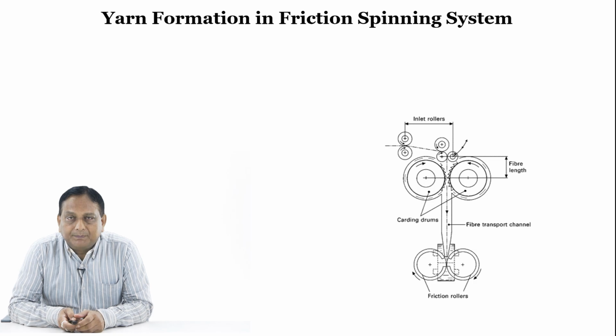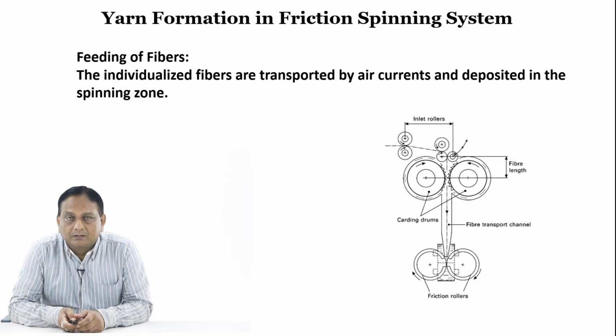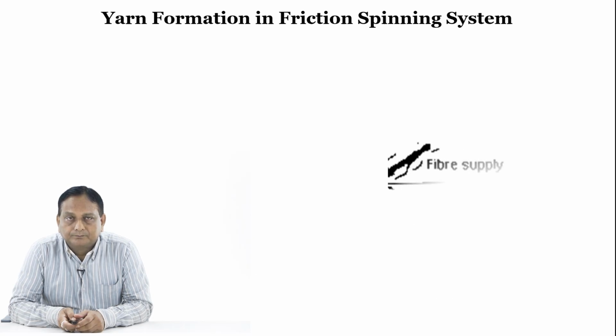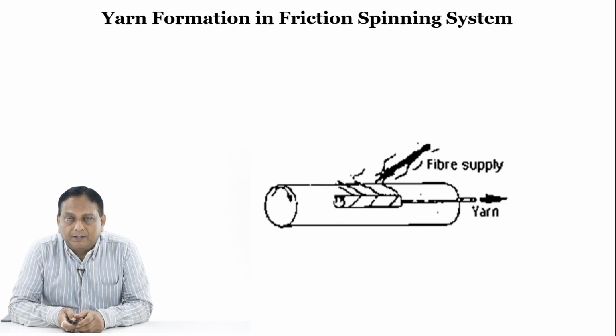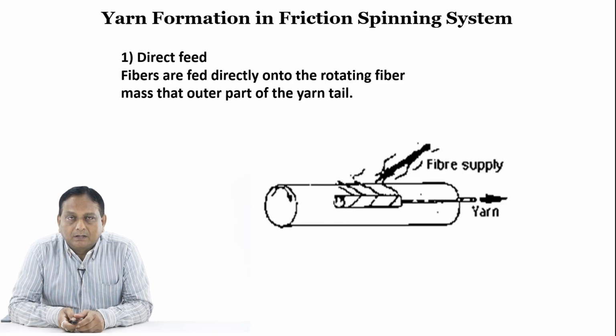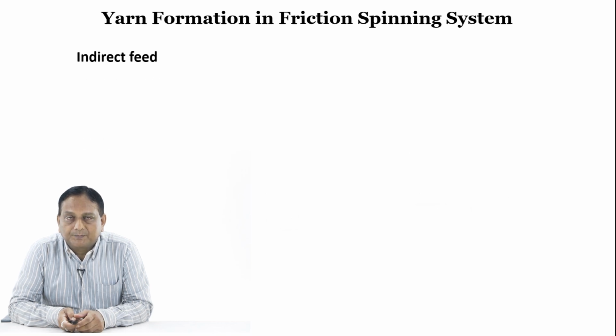Now, as can be seen in this particular view, how does the feeding of fibers take place? The individual fibers are transported by air currents and deposited in the spinning zone. As also seen in this figure, in the direct feed system the fibers are fed directly onto the rotating fiber mass, the outer part of the yarn tail. So that is shown in this figure, how the direct feed system operates in friction spinning.